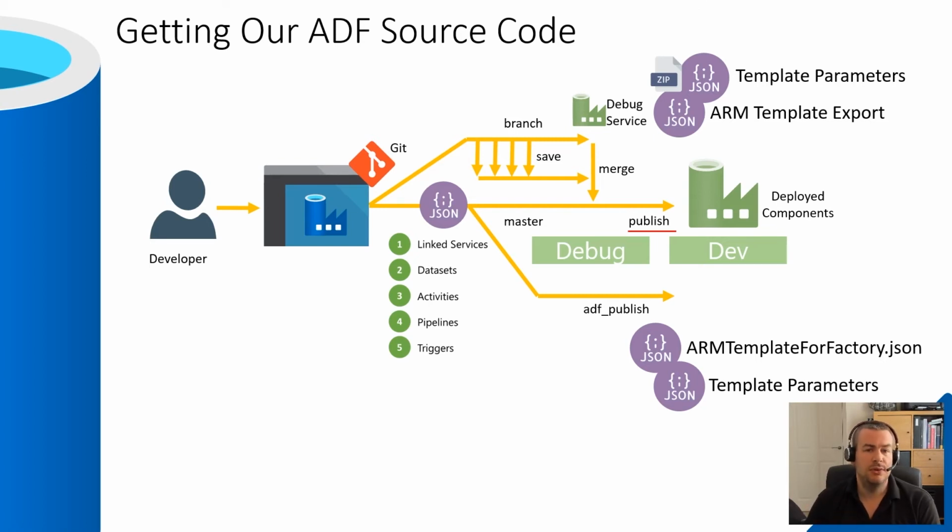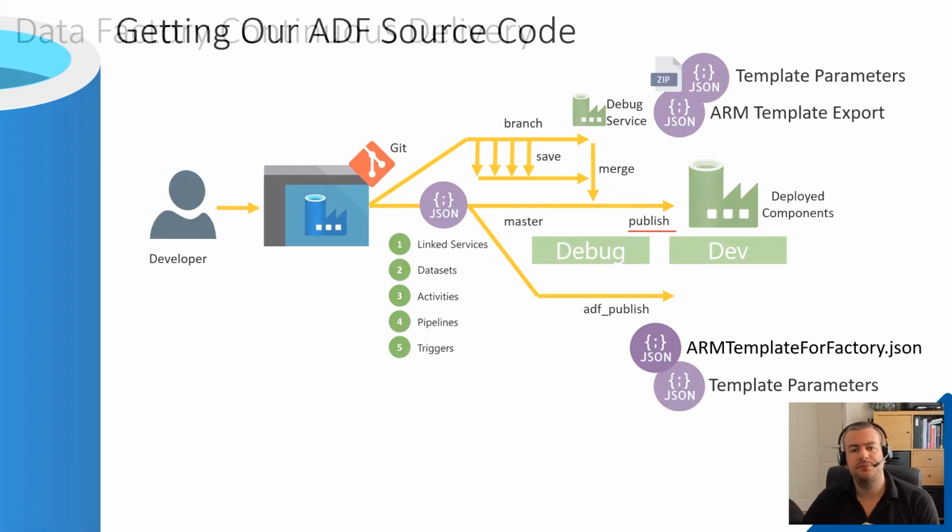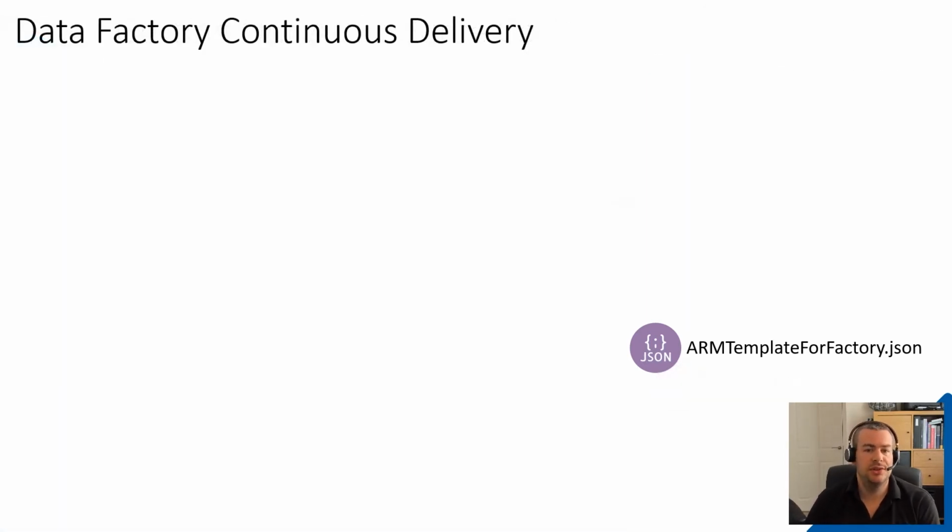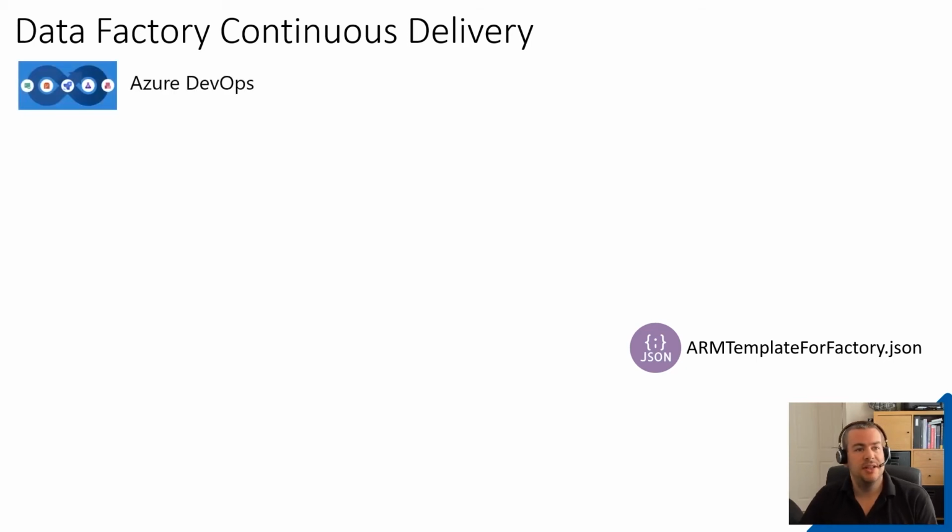Now, if we want to automate the delivery and the deployment of our Data Factory, that is the one that we need to use, and that's the one that we need to focus on for now if we're thinking about that option 2 deployment scenario. So let's stick with it. Let's say we're going to use that ARM template for factory to deploy our Data Factory between our test and our prod environment. So now let's bring into the picture our tool Azure DevOps.